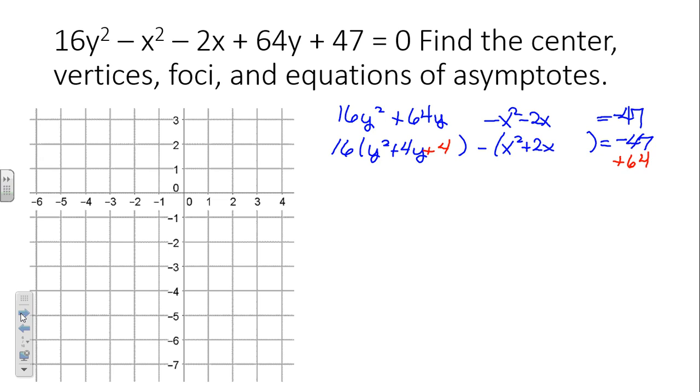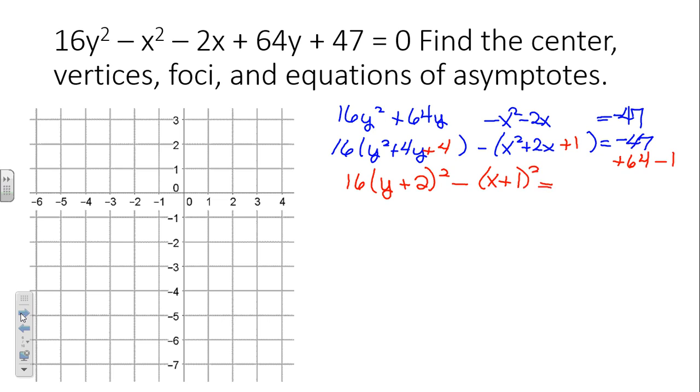But we didn't actually add 1. We have to take away 1 to balance both sides of the equation. So now we have a perfect square trinomial that can be written as a binomial squared. Square root of the first, sign of the middle, square root of the last.